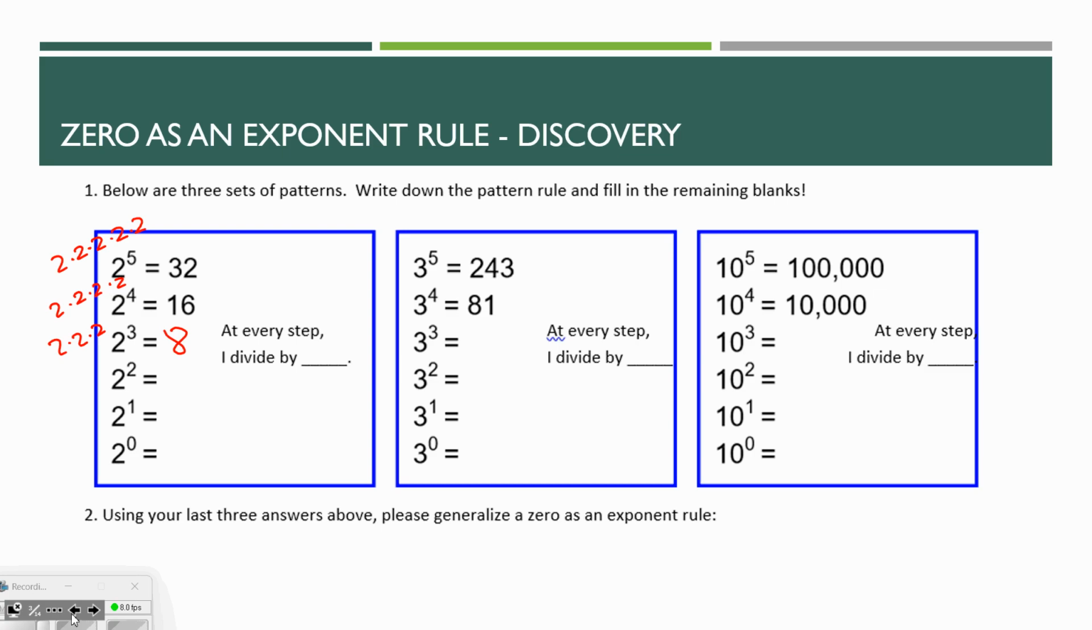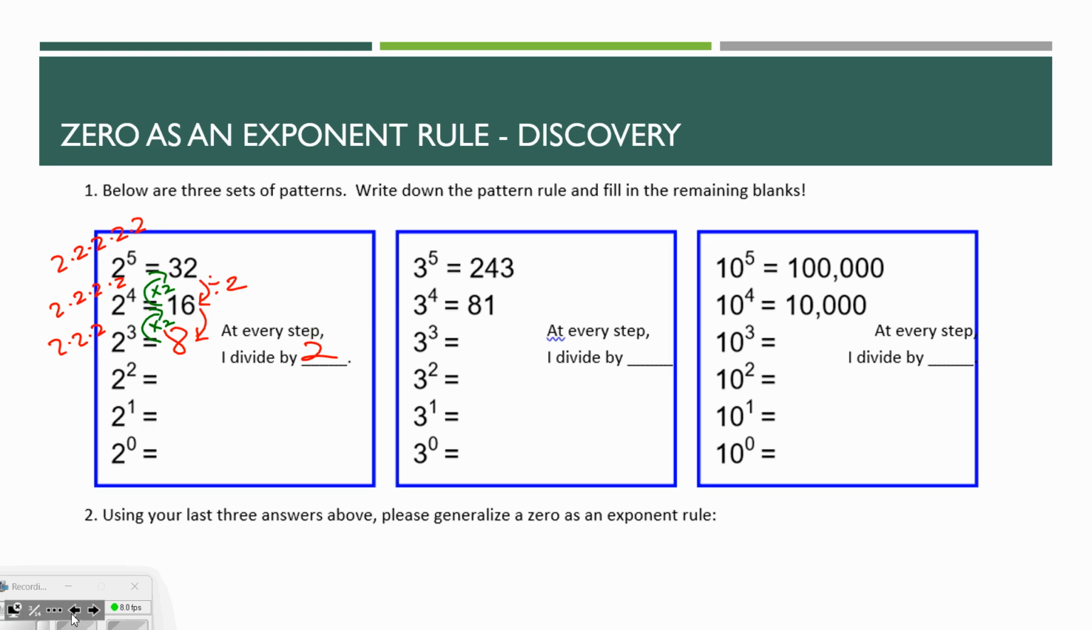Now listen, another pattern I want you to notice is that if I go from 2 to the 5th to 2 to the 4th, I can really think of this as dividing by 2. 32 divided by 2 is 16, right? 16 divided by 2 is 8. And really going backwards, or going up, 8 times 2 is 16. 16 times 2 is 32, right? So think about the pattern being division, though, okay?